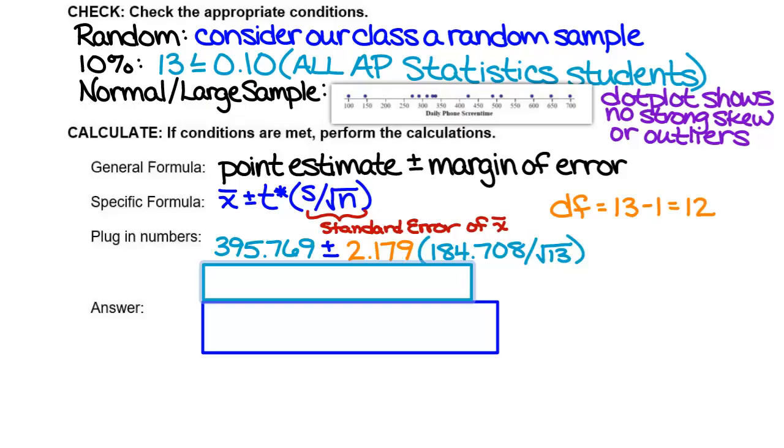What did you get for just the margin of error part, the part where you had to multiply T star with the standard error? What do we get?